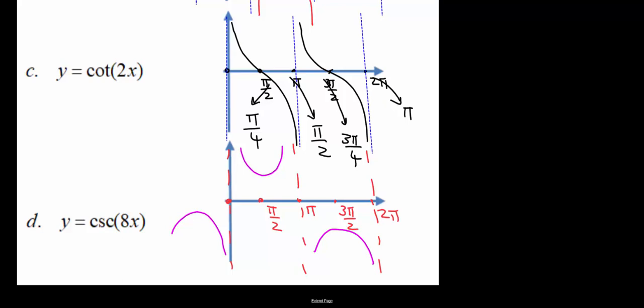But remember, tangent's always increasing, with asymptotes at pi over 2. Cotangent's always decreasing, with asymptotes at pi's. So we didn't get really much into those. You just need to know the basics about them. What you see more often is sine and cosine.